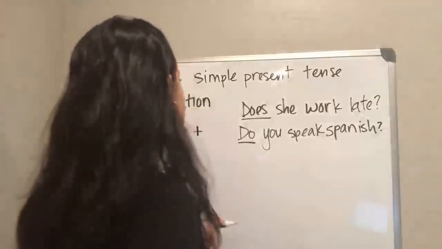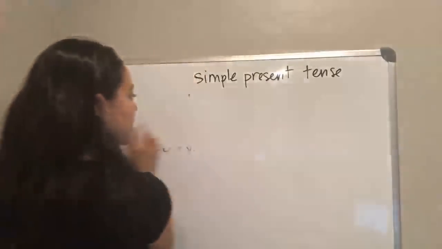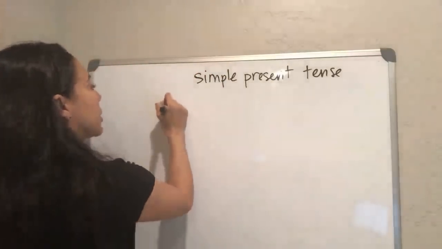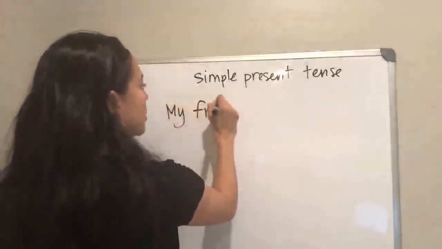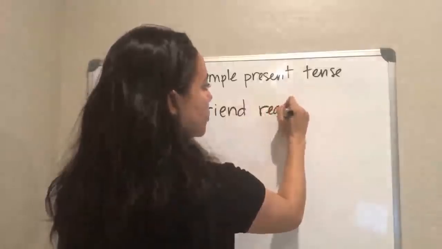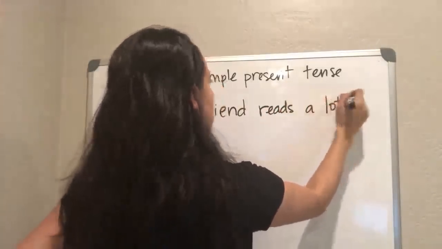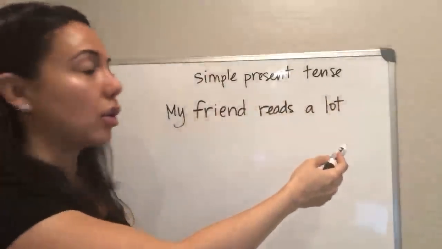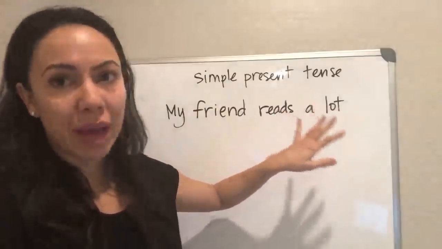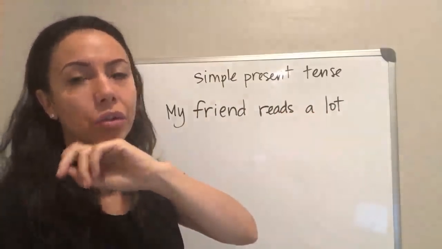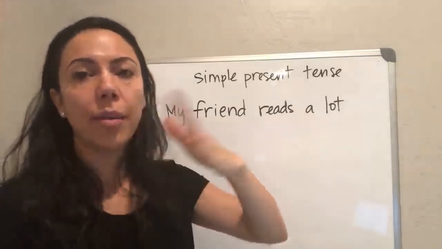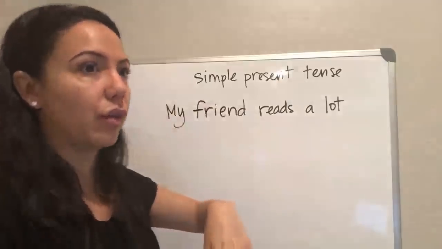Okay, so let's go ahead now and look at all of these side by side. So we're gonna do: my friend reads a lot. And in another lesson, we'll go over when to use a lot, a little, much, many, because there are also certain grammar rules that you can memorize in order to know when to use much, many, a lot, a little, and so forth.